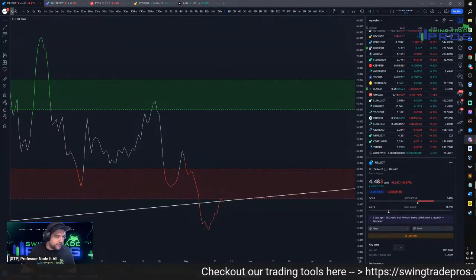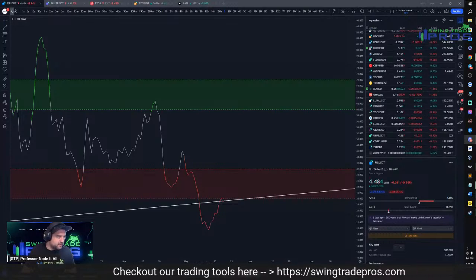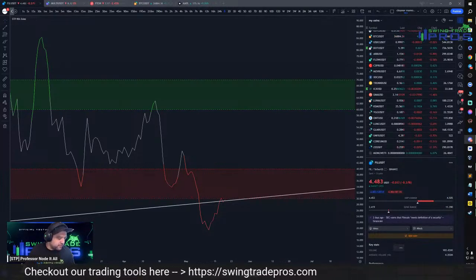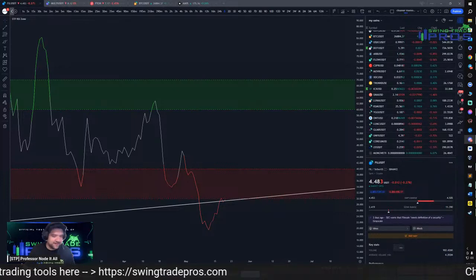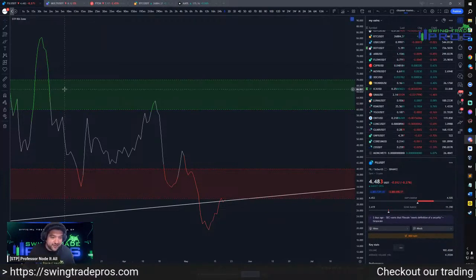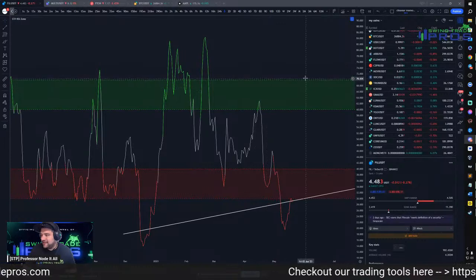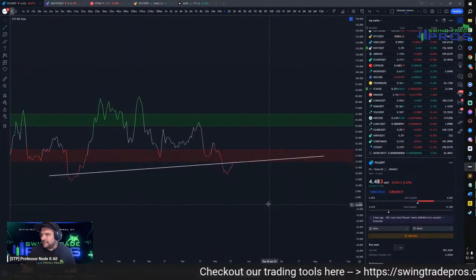So just need patience is all. Everyone wants to get rich tomorrow or today. Everyone wants to get rich now, but these are the types of trades that might take some time to play out.